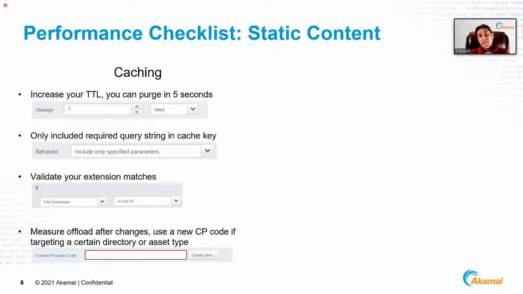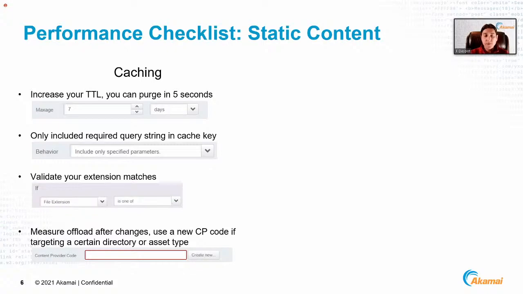Number 3, extension matches. Make sure your file extensions are covered. Make sure everything you want to cache, whether you're doing it by file extension or not, you are caching everything. Don't just take the defaults. A lot of times there are additional content types and extensions that can be cached.